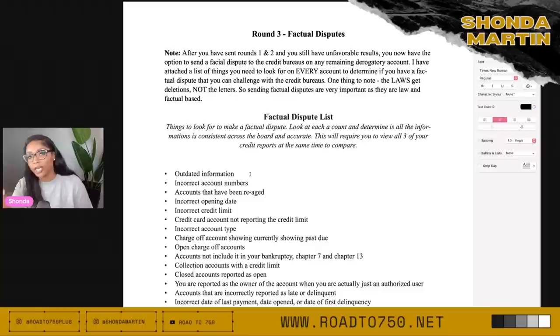get your original credit reports. I'm going to repeat it again. You need your original credit reports, especially when you get to round three. Credit Karma is not going to give you enough information to probably be able to have a good factual dispute.